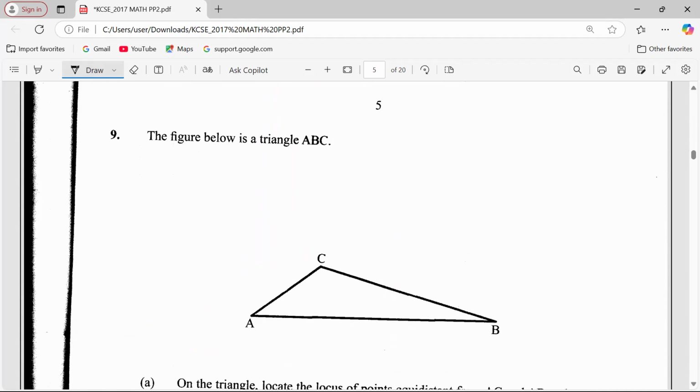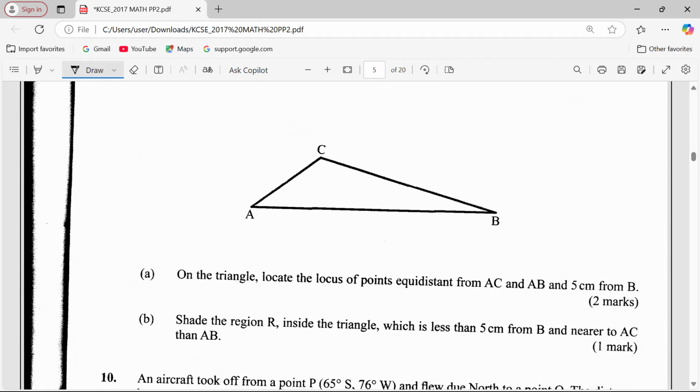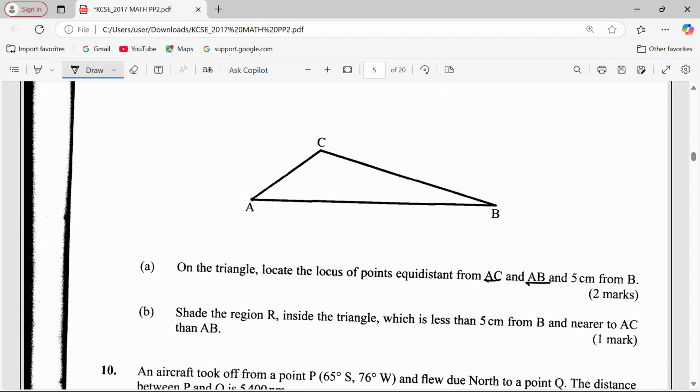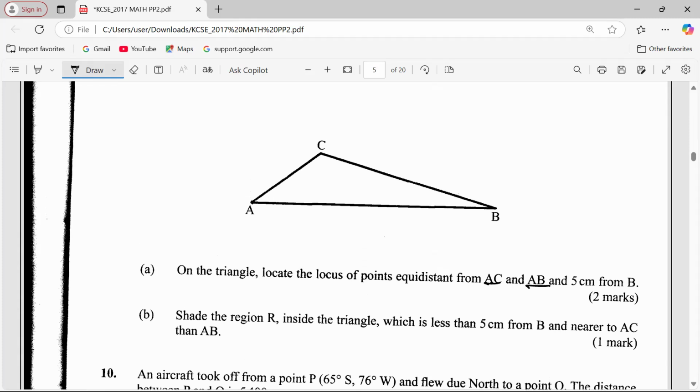Number 9, the figure below is a triangle ABC. On the triangle, locate the locus of points equidistant from AC and BC. The locus of points equidistant from two given lines. You just identify the intersection of AC and BC. You see they are meeting at A to make an angle. Therefore, we just need to bisect the angle. So you stand at A, you bisect the angle there. So you produce the angle bisector locus. That's a locus.